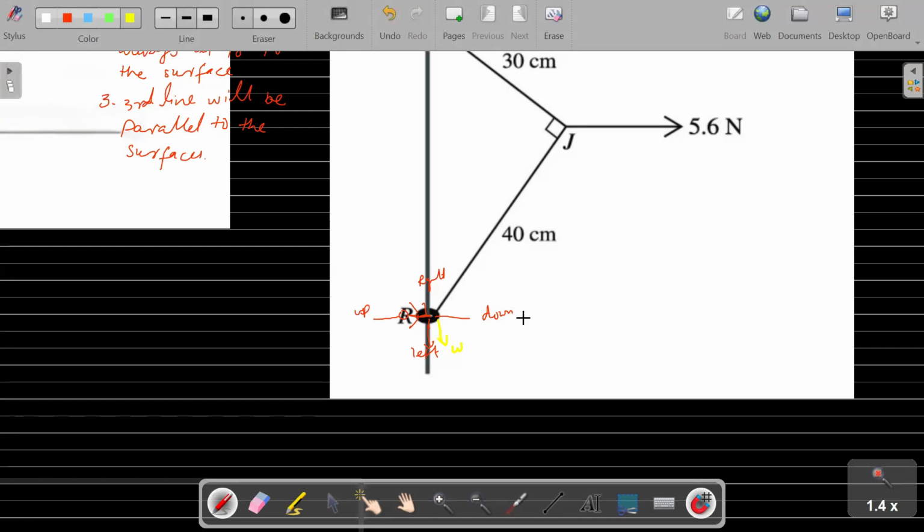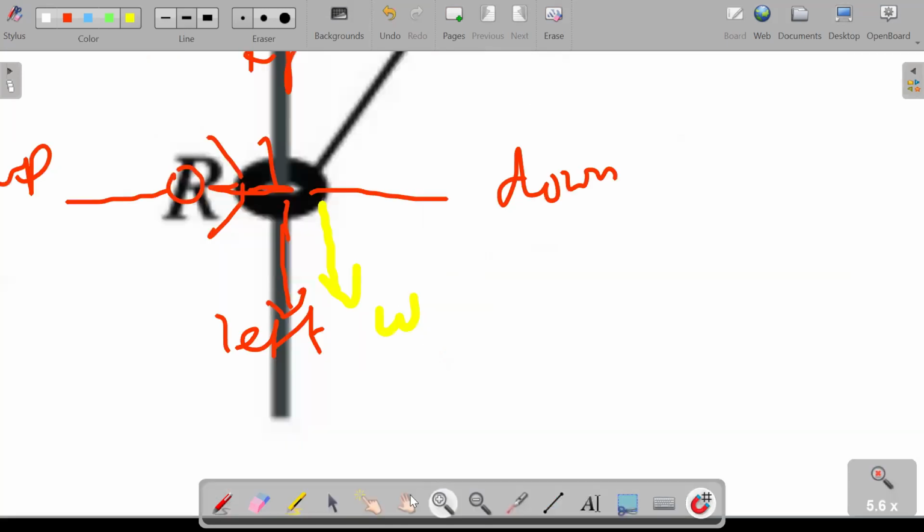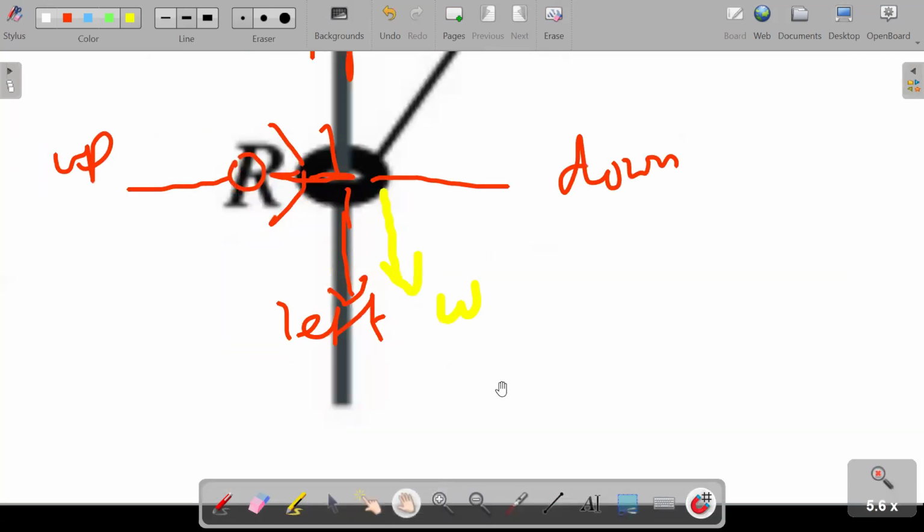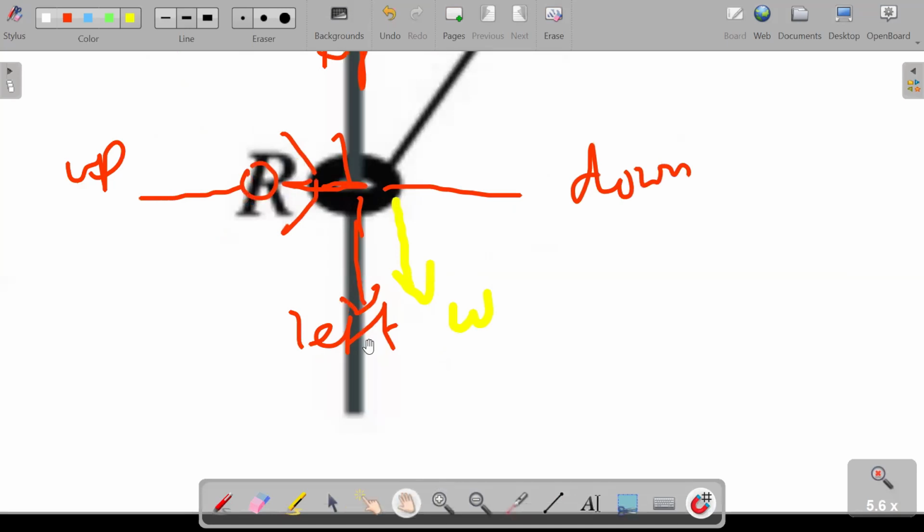In this case, you can see that, as we have discussed, weight is always the downward force, but here weight is the leftward force. Weight is not a downward force here. Here, weight is a leftward force. So, I told you before that you have to change your perspective. You don't have to consider your own perspective. You have to consider the perspective of person P.